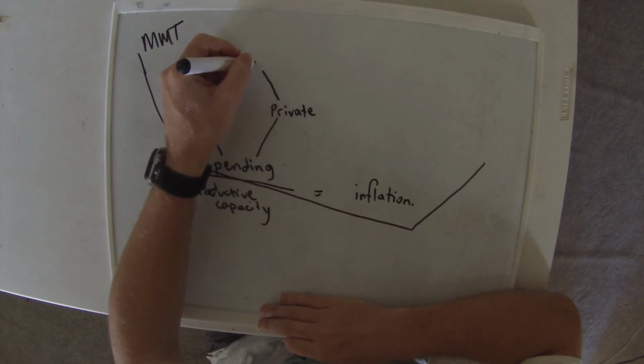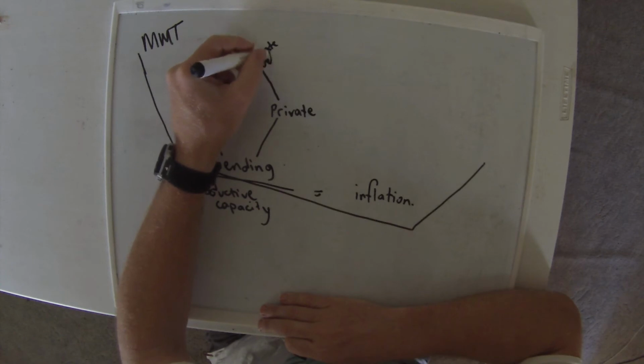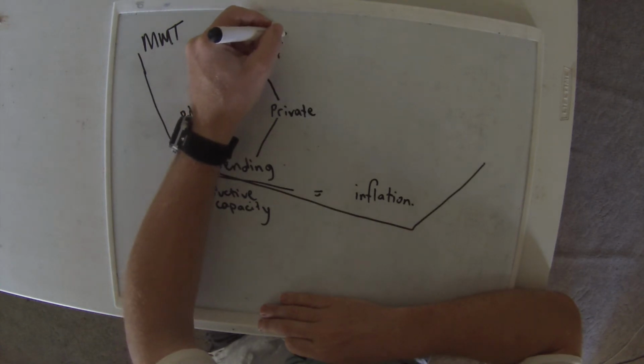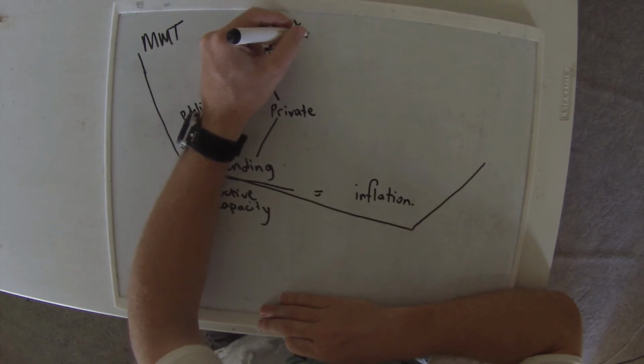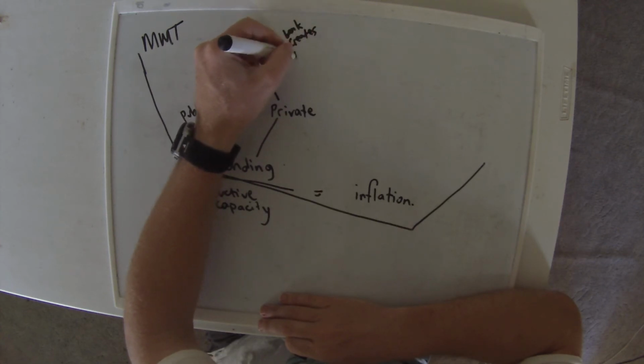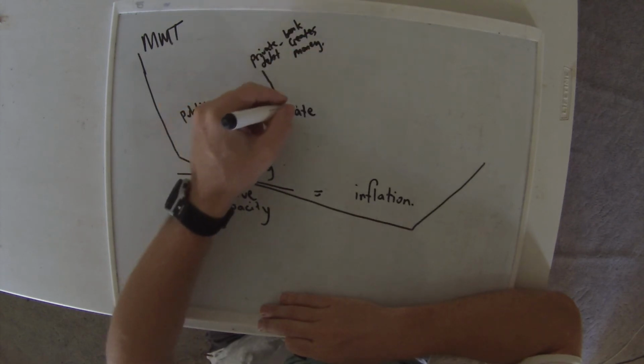You can have private debt, which is essentially banks creating money by loans. So that's one way, that's one expansion of the private.